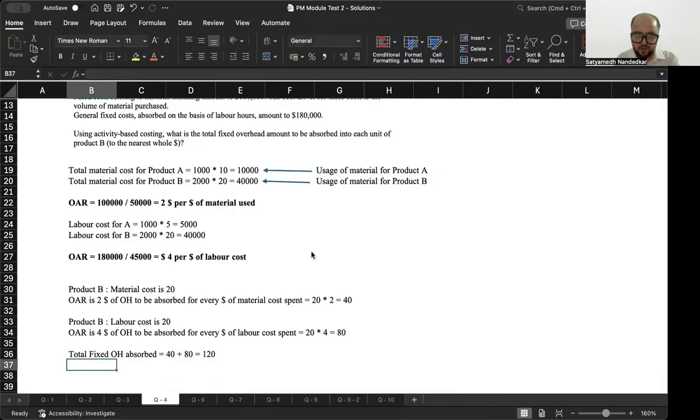This question was different here. The way you expressed the overhead absorption rate was quite different as compared to the other questions that we have seen. So be a little careful in this one. If you have any questions, you can always let me know.